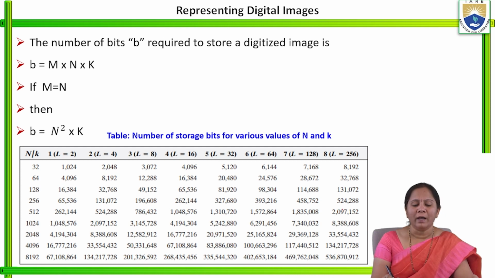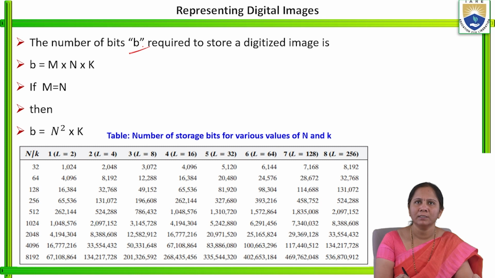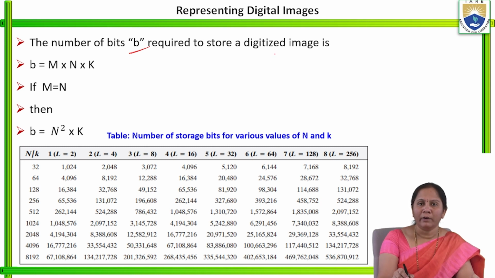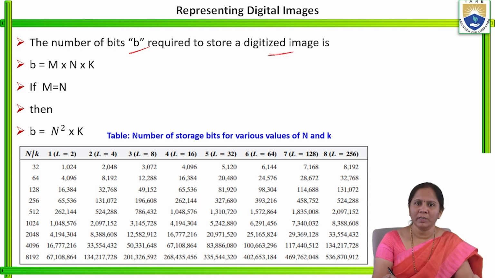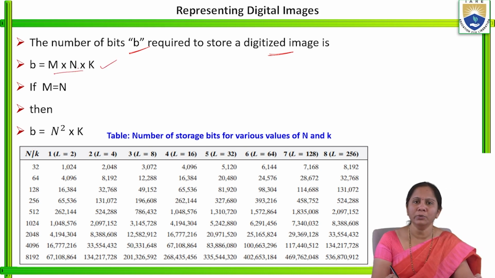Now, after fixing all the values of m, n and f, if we want to store that particular image, how many bits are required? There is a formula to calculate that. Here the number of bits is considered as b. After converting the image into a digital image, how many bits are required to represent that image? b is equal to m into n into k.